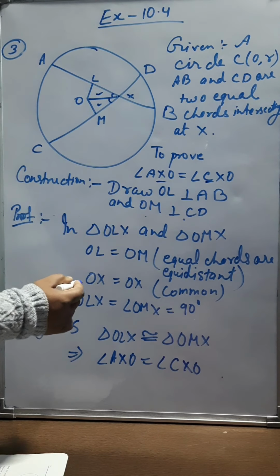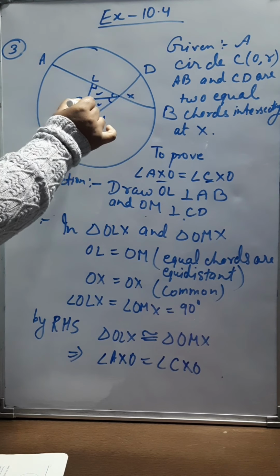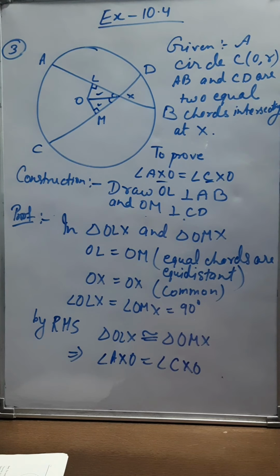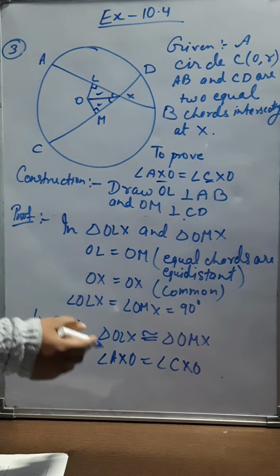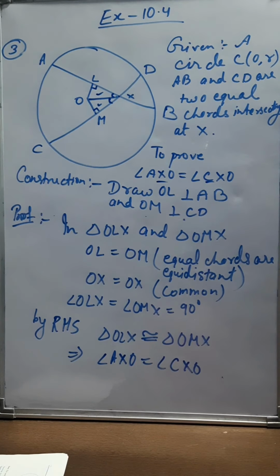OX is the common side for both the triangles, and angle OLX will be equal to angle OMX. Both are 90 degrees because we have drawn perpendiculars. So by RHS congruency, triangle OLX is congruent to triangle OMX, and if these two triangles are congruent, by CPCT we can write angle AXO is equal to angle CXO. Proved.